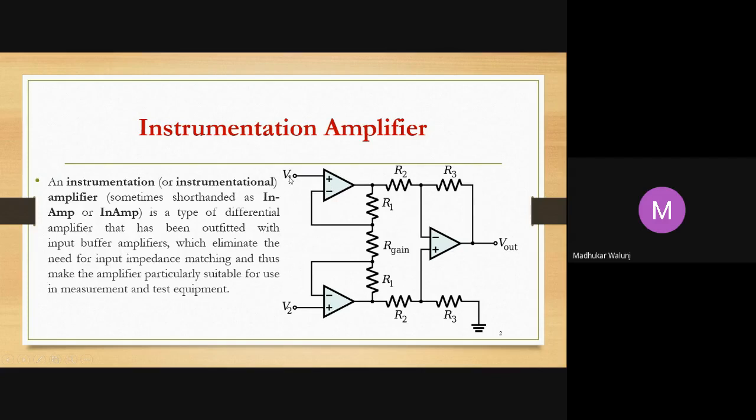Whatever input is provided at V1, that will be available at the output. But this is a different buffer amplifier. I am going to explain how this is different, because we have R gain, the third resistor in this divider network, that will modify this buffer amplifier into an instrumentation amplifier.